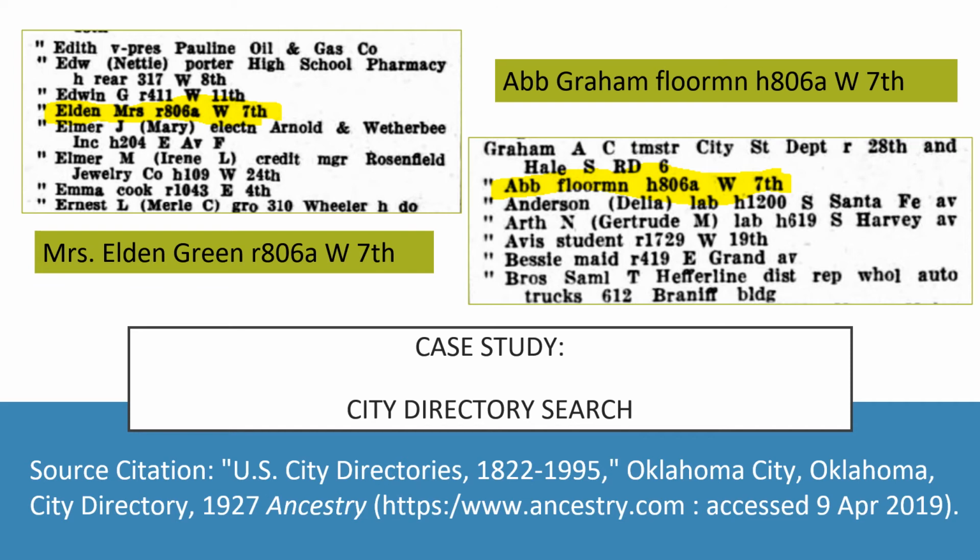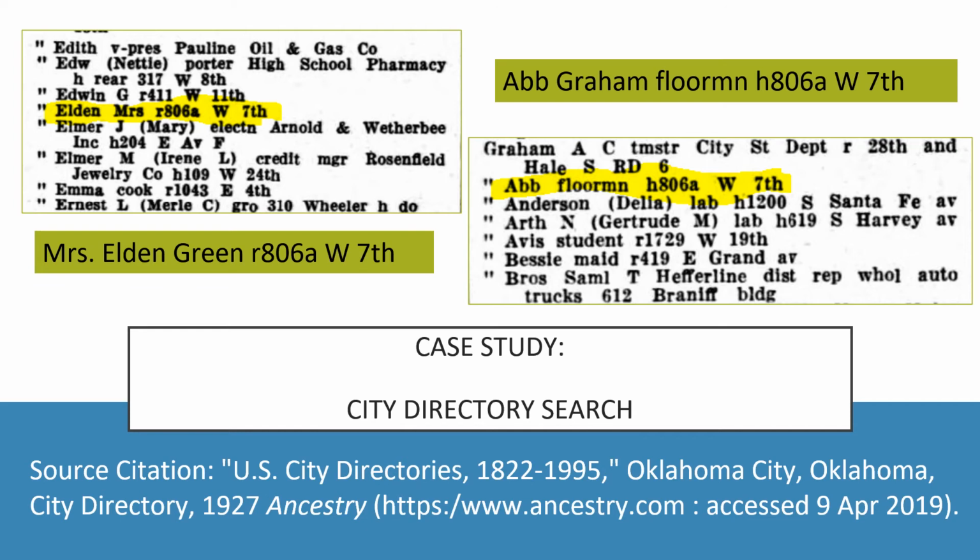So next on my research plan was to check out the city directories for Oklahoma City. And the city directory research discovered entries for Abner, Graham, and Eldon from 1925 to 1931. Tracking each one of those specific entries in the research log with the source citation and the exact address found: Eldon listed as Green in 1927 and 1928, and as Graham in 1925, 26, 29, and 31.